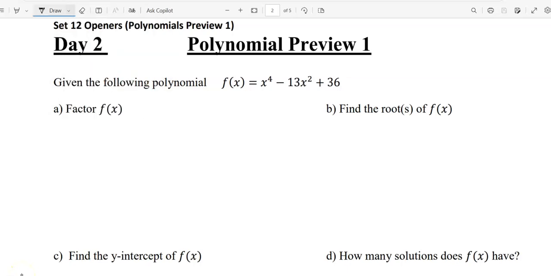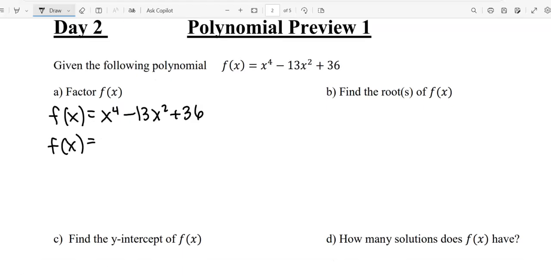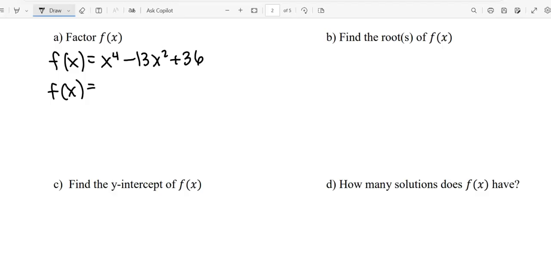So trinomial, trial and error. We've got f of x equals x to the 4th minus 13x squared plus 36. You told me trial and error. There's no GCF. Is that right? Yep. How do your factors start? x squared times x squared to get you x to the 4th. And then what factors of 36 did you use?